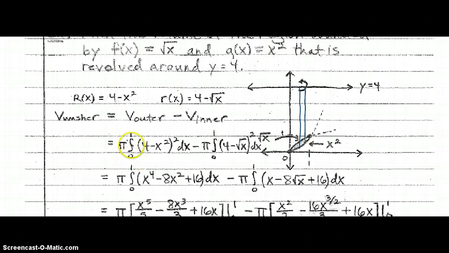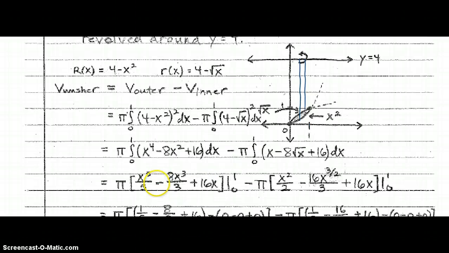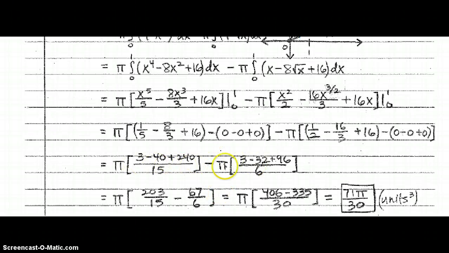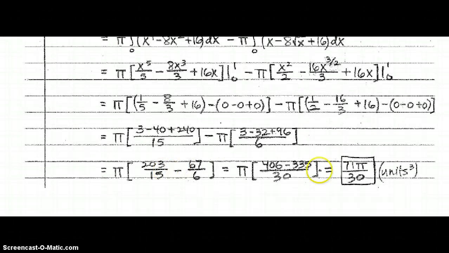So I would set up two integrals, or I could do it all as one, but ultimately I need pi times the integral from 0 to 1 of my outer radius squared dx minus pi times the integral from 0 to 1 of my inner radius squared dx. This is about as complicated as washer problems get. But then first I would have to simplify by foiling out each of my radii, and then I would integrate and evaluate. Again, it's nice that there's some zeros in there. Got some fraction work to do for sure. And ultimately you'd get to 71 pi over 30.